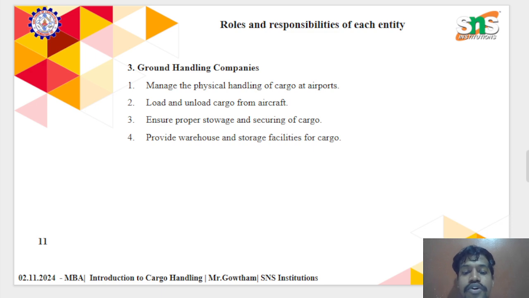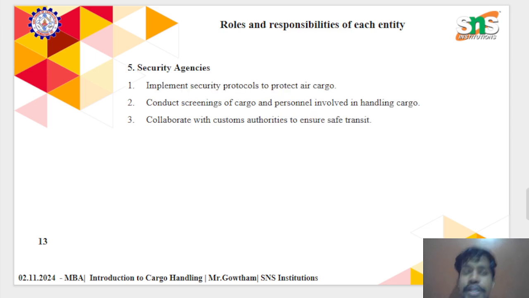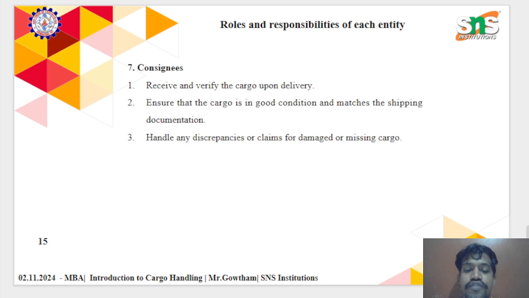Ground handling company is responsible for physical handling of cargo at airports, loading and unloading cargo from aircraft. Customs authorities inspect cargo for compliance with export and import regulations. Security agencies implement security protocols to protect air cargo, including screening of cargo and personnel involved in handling cargo. Shippers provide accurate shipping documentation to freight forwarders and airlines, and ensure proper labeling and packaging of goods. Consignees acknowledge the receipt and verify the cargo upon delivery.